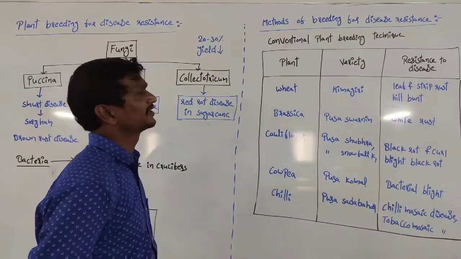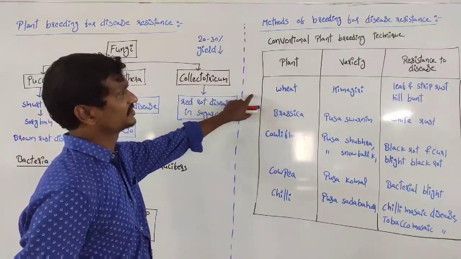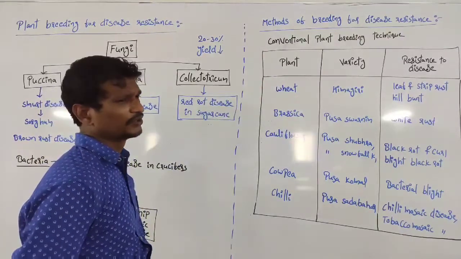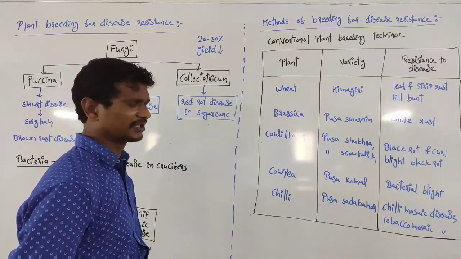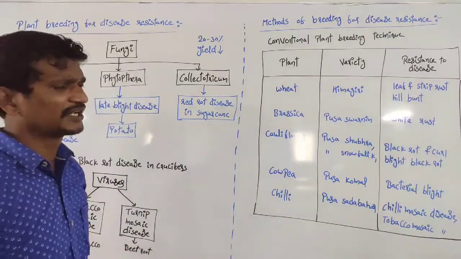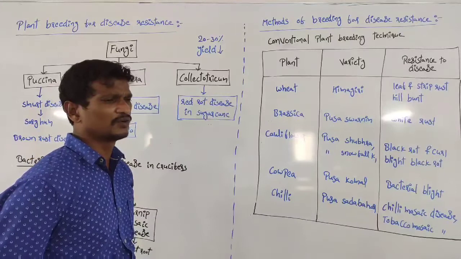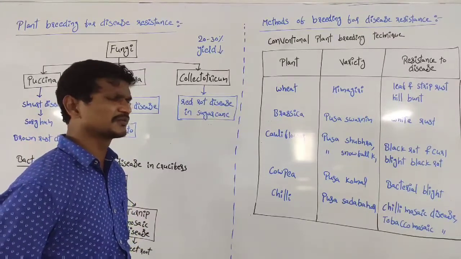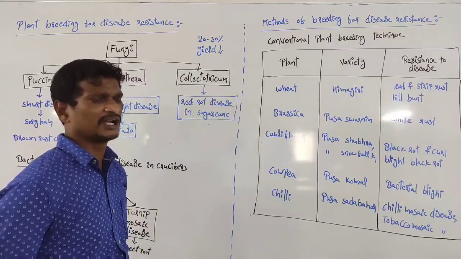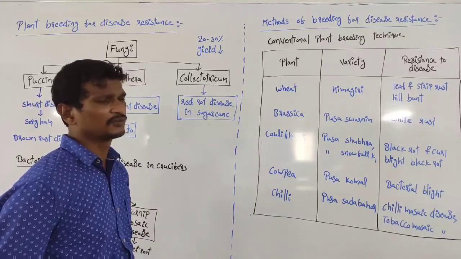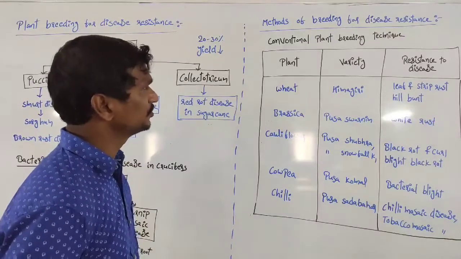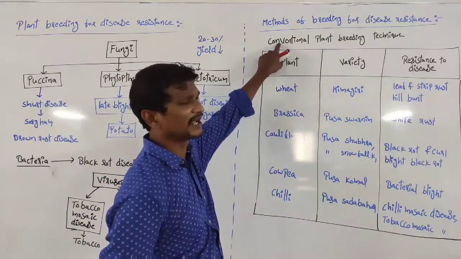And the conventional plant breeding technique. See, I am going to discuss here methods of breeding for disease resistance. We are using different types of methods for the production of disease resistant plants. Most of the scientists selected some wild plants. Among those wild plants, some are naturally disease resistant. That kind of plants are selected and hybridized with high yielding plants. Then automatically they produce high yielding plants with disease resistance. So the process is done by the conventional plant breeding technique.